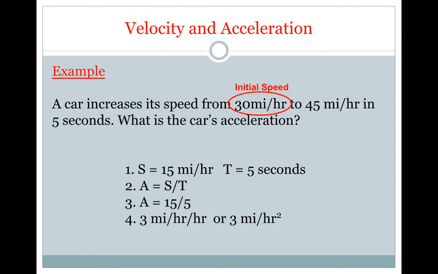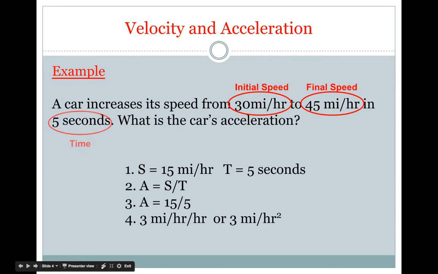All right, so I kind of gave you this answer here, but the first thing that we do is we circle what we know. So 30 miles per hour is the initial speed, and we go to 45 miles per hour, which is the final speed, and it takes 5 seconds. So what we're looking at is the difference. How much did the speed change or the velocity change? So they started at 30, went to 45. So the difference in the speed is 15 miles per hour. And then the second thing we know is the 5 seconds. So please write this down exactly like this. Speed equals 15 miles per hour. Time equals 5 seconds.